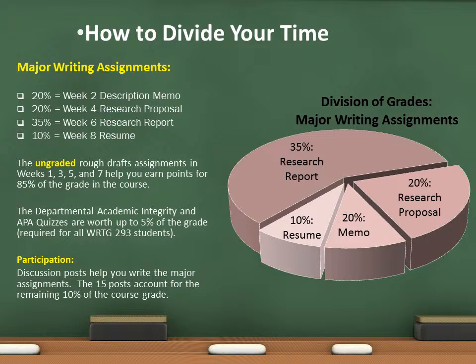And you have 15 posts, 14 in the first 7 weeks and just 1 in week 8. That accounts for the remaining 10% of the course grade. So think about it. Don't spend so much time on the weekly discussions that you let the other 85% suffer. And that is 55% research project, 10% resume, 20% description instructions memo.